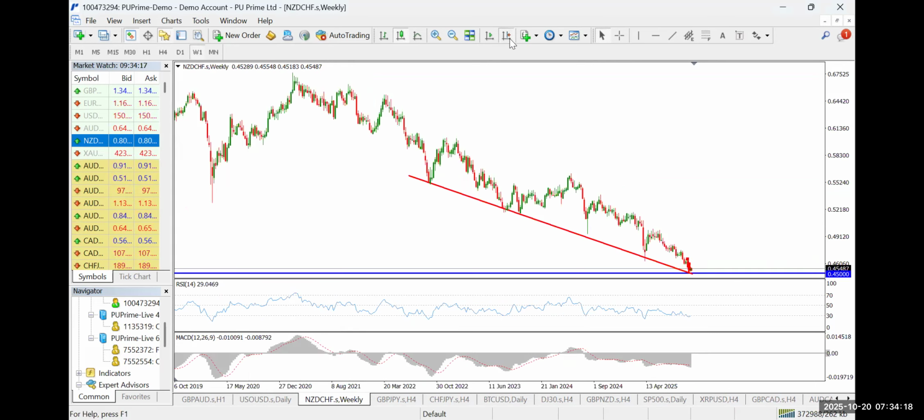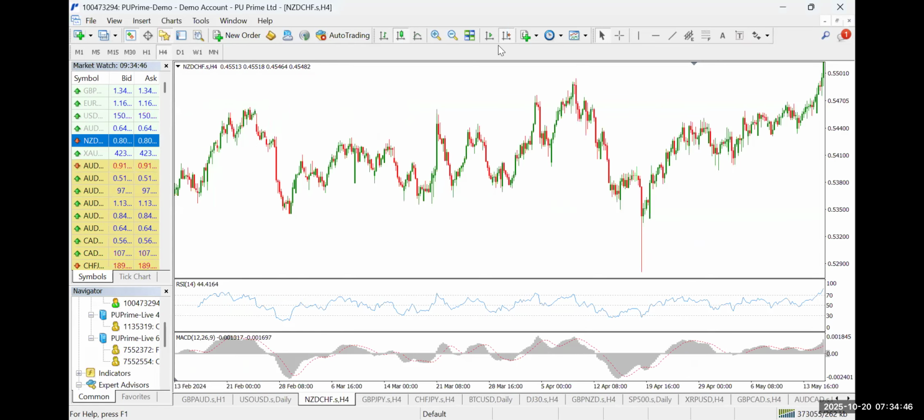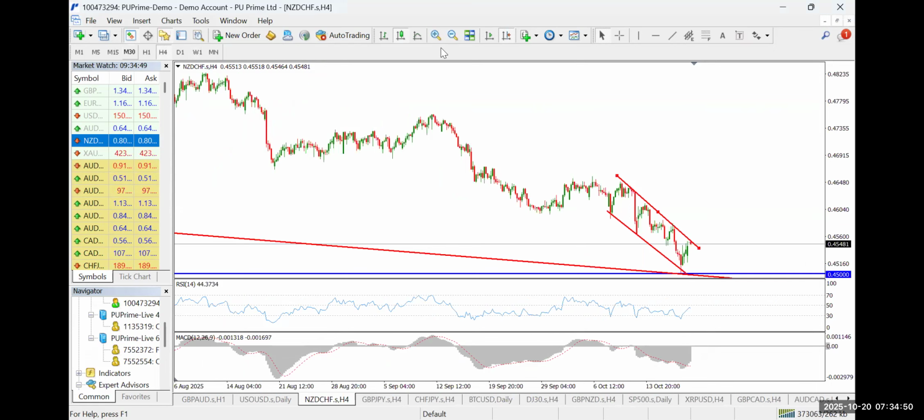On the weekly time frame, you can see that price has been trending lower, lower low, lower low, lower low, and a lower low. And that lower low coincides with a psychological level at 0.45000, which is also acting as a support. So that technically will push price to the upside in the course of this week. Now, if you take it down to the 4 hour time frame, I think it'll be clearer to trade on four.